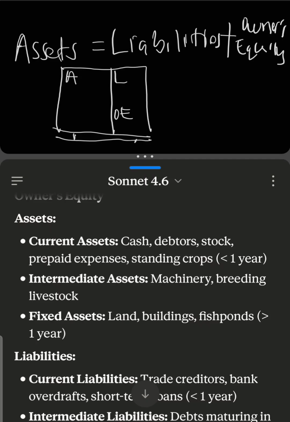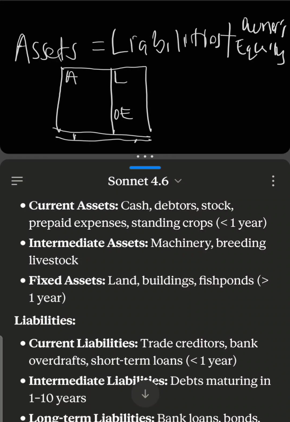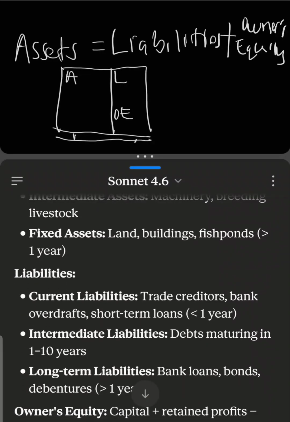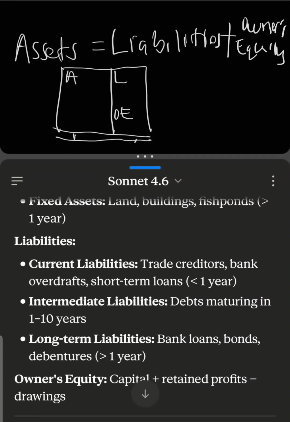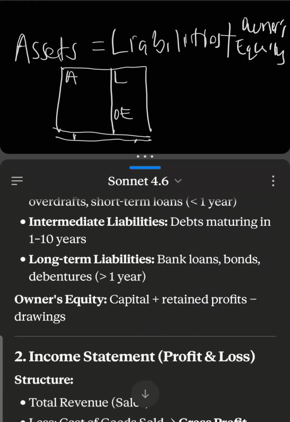Then liabilities. For liabilities, current liabilities, these are examples. We have trade creditors. Those are customers you give goods without paying. We have bank overdrafts. We have short-term loans, among others. Then for long-term, we have bank loans, bonds, and debentures. Intermediate, you can talk of debt maturing in one to ten years.